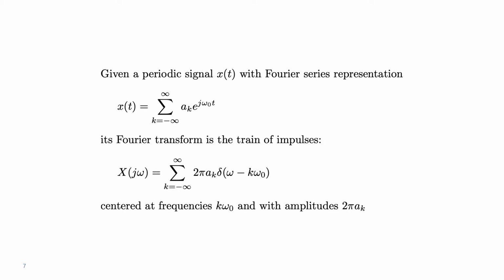So we have that given a periodic signal x of t with a Fourier series representation that we see in this slide, the classical one, its Fourier transform is the train of impulses x of j omega equal the sum of 2 pi ak delta of omega minus k omega 0. So it's a train of impulses where the impulses are centered at frequencies k omega 0 and they have amplitudes 2 pi ak.